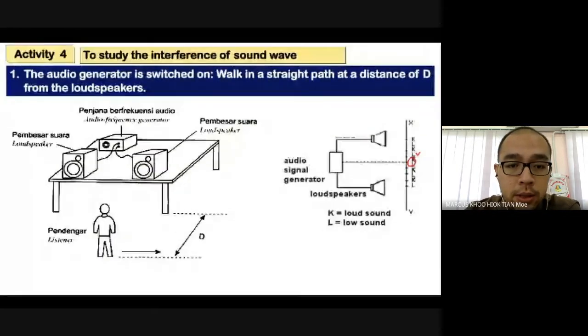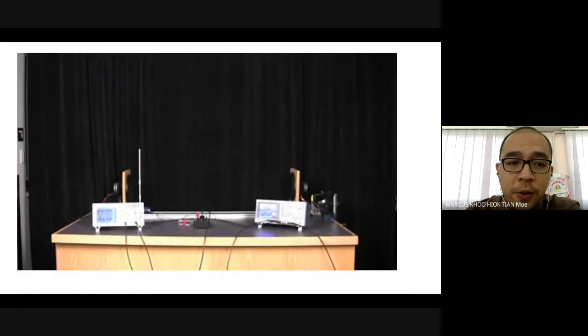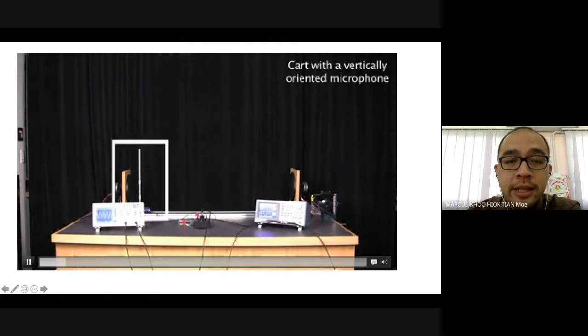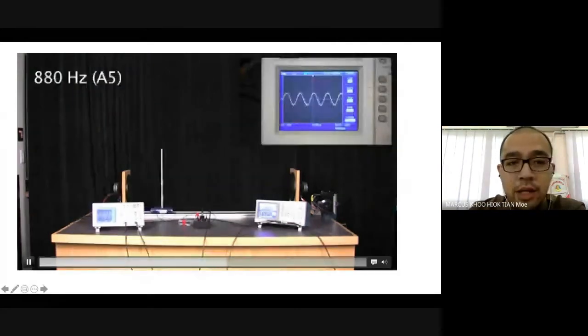I wish that I could turn on the audio, but I can't, so let's watch this. Over here we have this setup: two speakers, and a card with a vertically oriented microphone. This is an oscilloscope to show you the wave pattern. Look at how it changes: soft, loud, soft, loud, soft, loud.